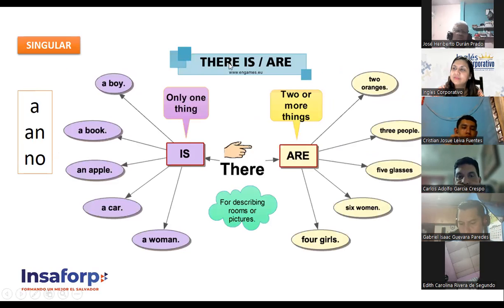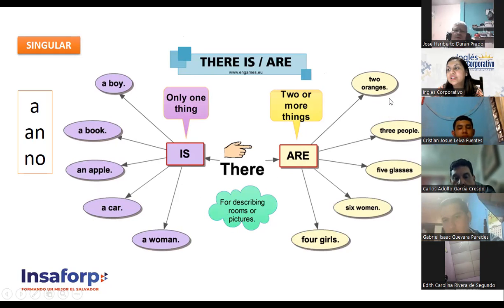Now we have, again, like a summary with there is and there are. There is only one thing and we use is. There is a boy, there is a book, there is an apple, there is a car, there is a woman, there is not a cell phone in the kitchen. And there are for two or more things, and we use are because it's the plural form.